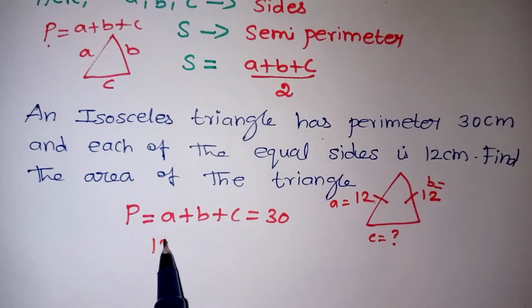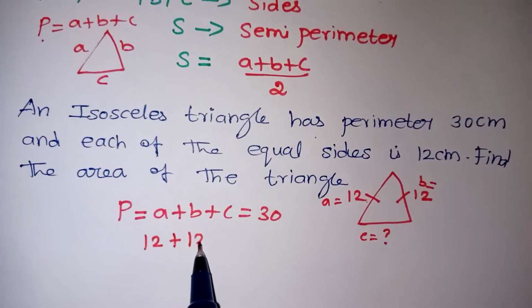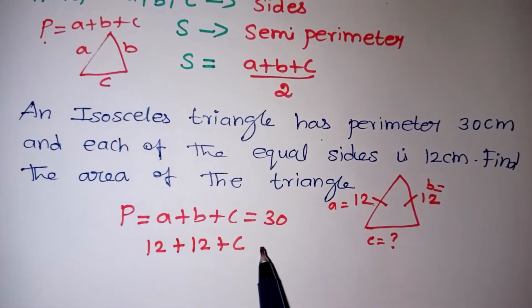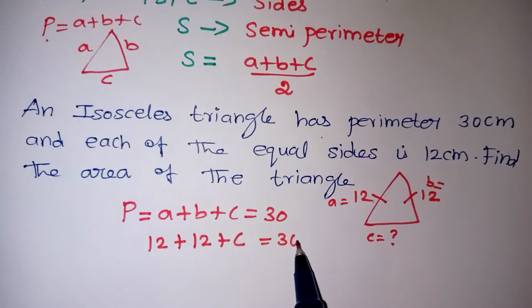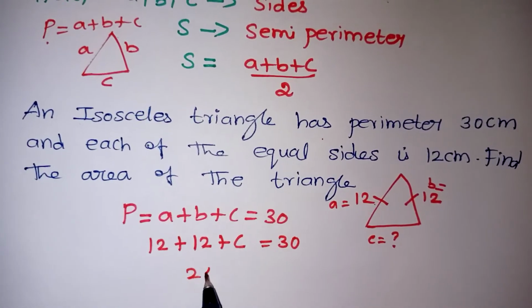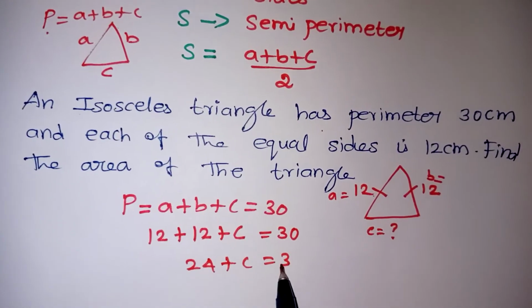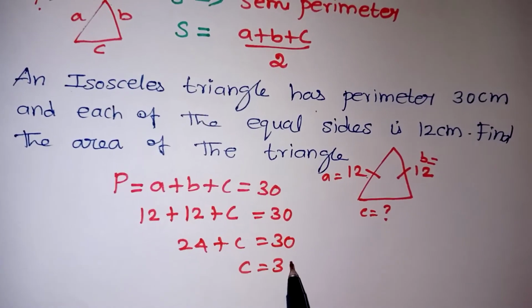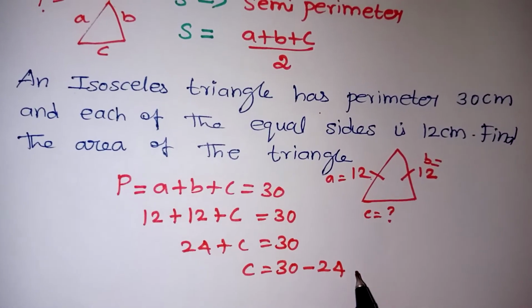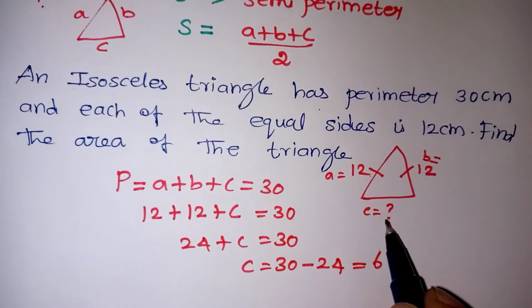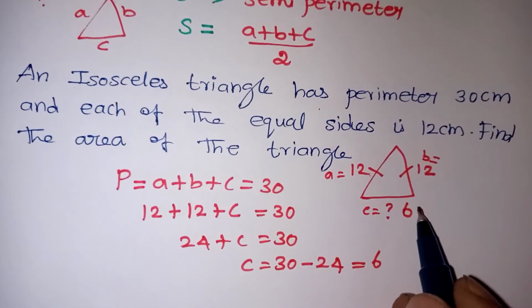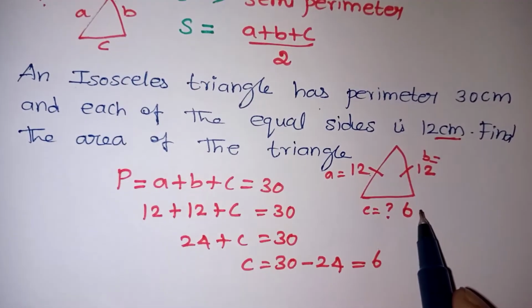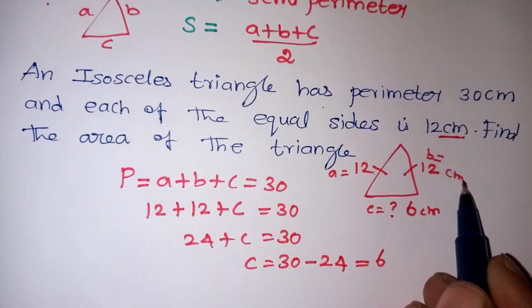Now in place of a we take this 12, b is also 12, and c we don't know. So let's keep c as it is, which is equal to 30. 12 plus 12 will be 24, plus c is equal to 30. If we take 24 to the other side it will become minus, so 30 minus 24, which is equal to 6. So definitely the c value is 6. Since this is centimeter, every side will be in centimeter only.